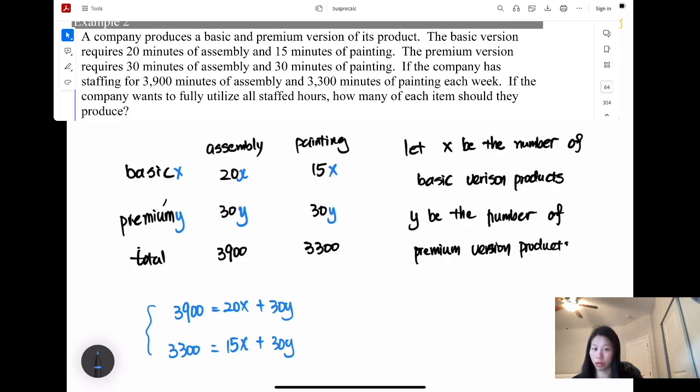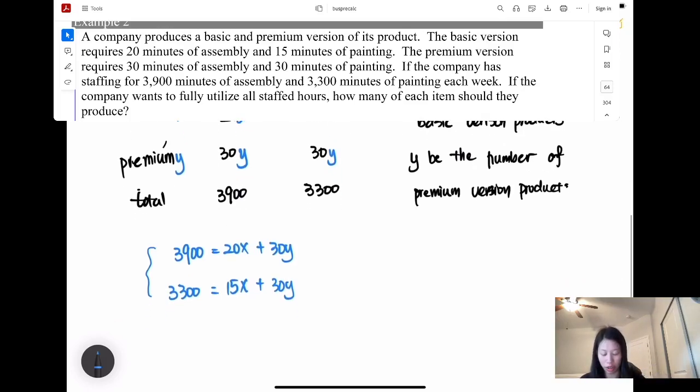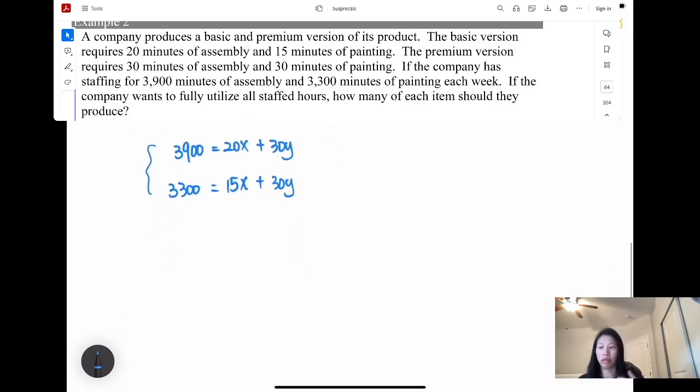So how do we find the solution? Well, we are trying to find how to fully utilize all staffed hours. That means we are trying to find the intersection point, right? To solve the equations, we want to find the intersection point. Again, you can calculate it by hand, but now let's use the decimal approach that we used earlier and see how to do that.